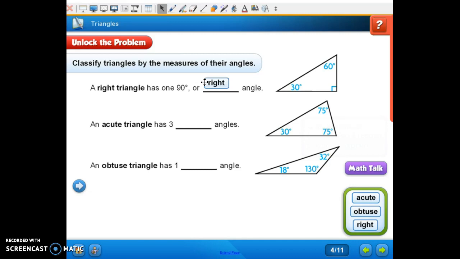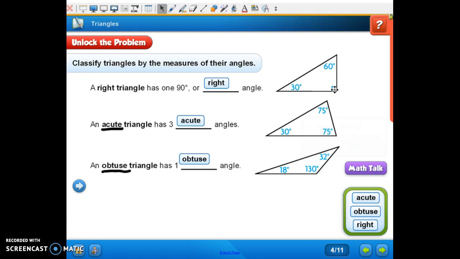An acute triangle has 3 what kind of angles? Acute. So it has 3 acute angles, and an obtuse triangle has 1 obtuse angle. Again, you can't have more than 1 obtuse angle. So let's look at the measurements of these. We know that this one with the little square in the center is a right triangle, a 90-degree angle, which makes these all less than 90 degrees.